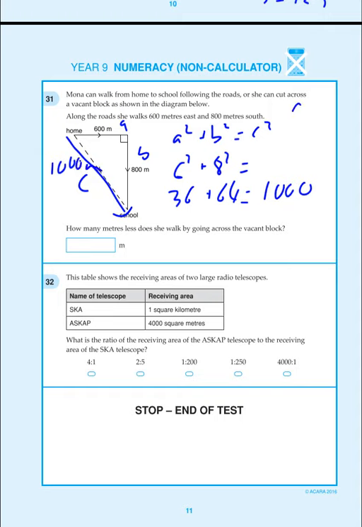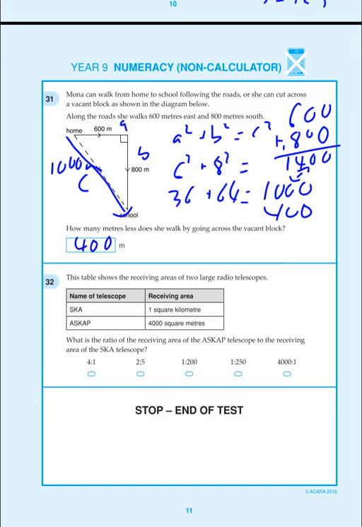But if we had just gone all the way around, we're doing 600 plus 800, which equals 1400. So the difference between the two is 400 meters. So you'd walk 400 meters less by doing the diagonal.